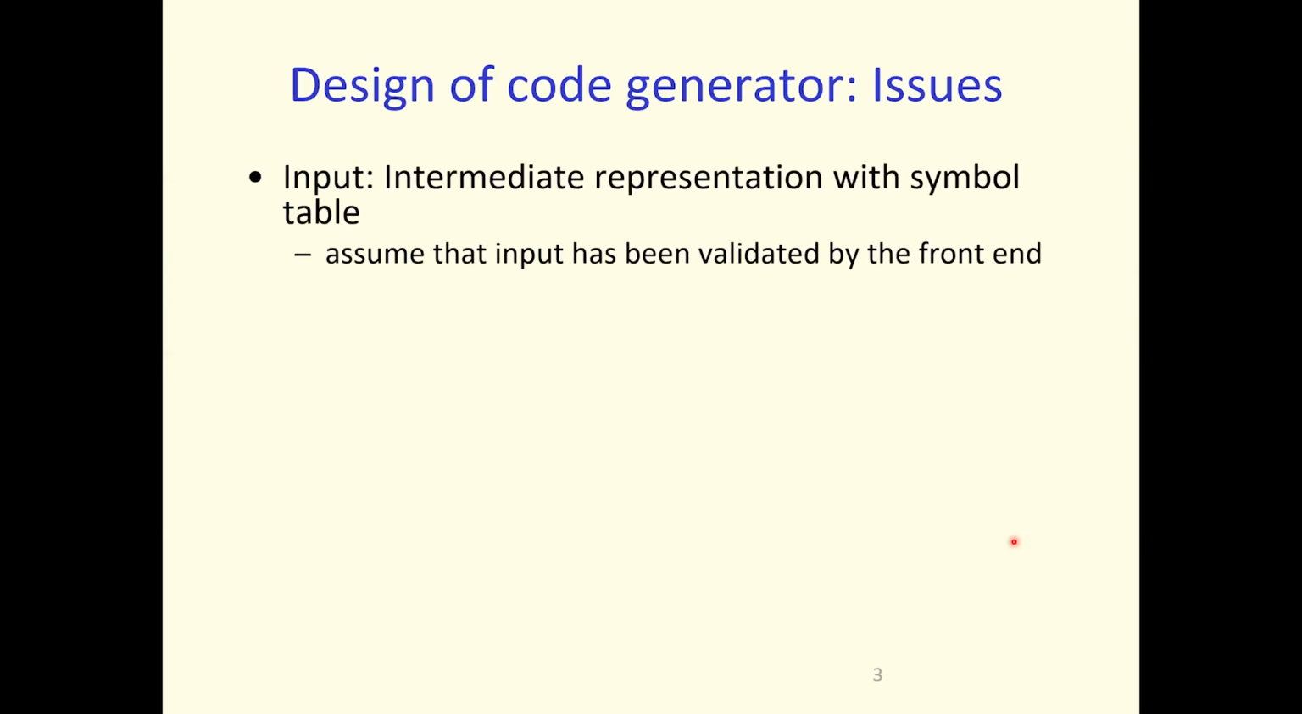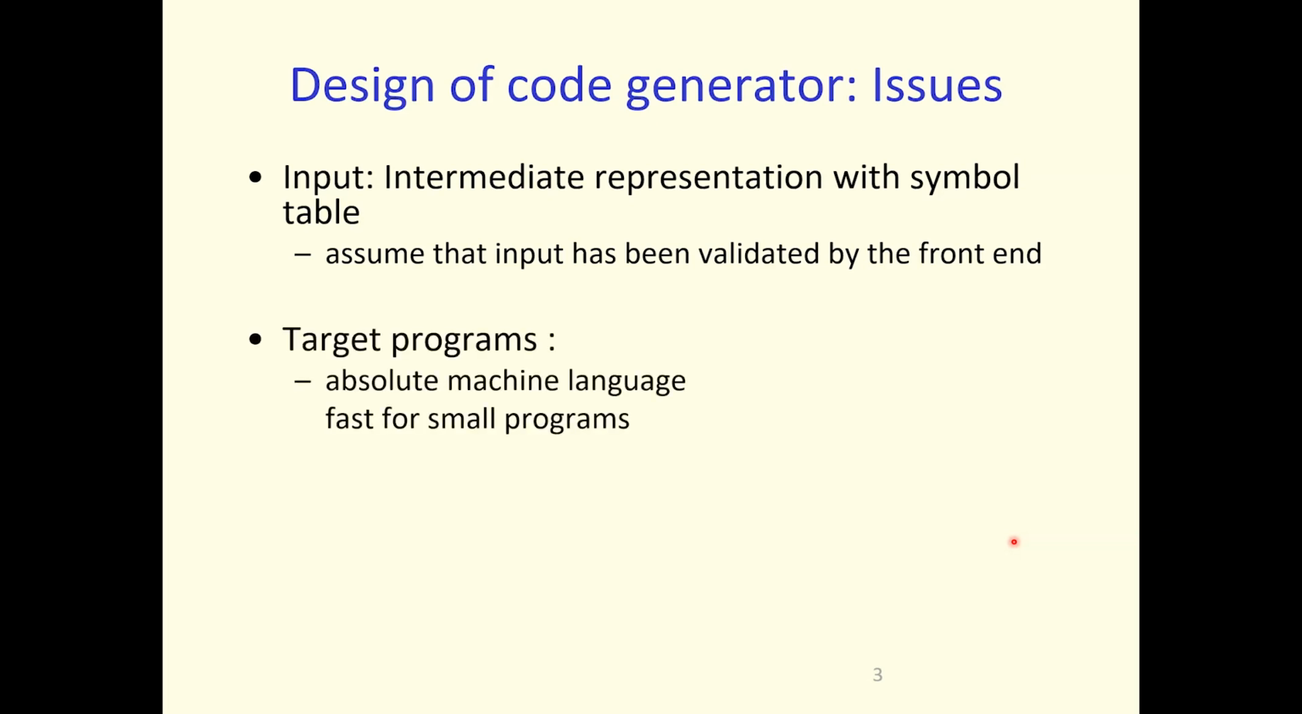Okay. So now the code generator: we assume that the input is some intermediate representation along with a symbol table, and it has been validated. Target programs could be absolute machine language, which is very good especially if you have small programs, it will be very fast. But then it is also difficult to get it correct for large programs. So typically we generate what is called relocatable machine code, which requires a linker and loader.